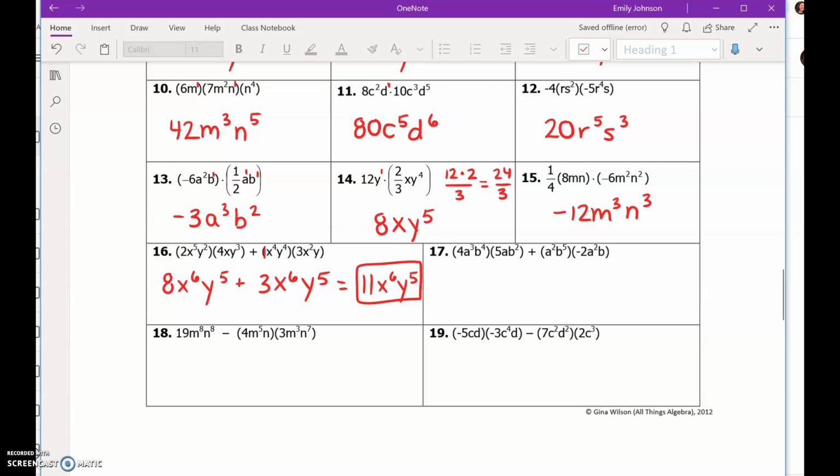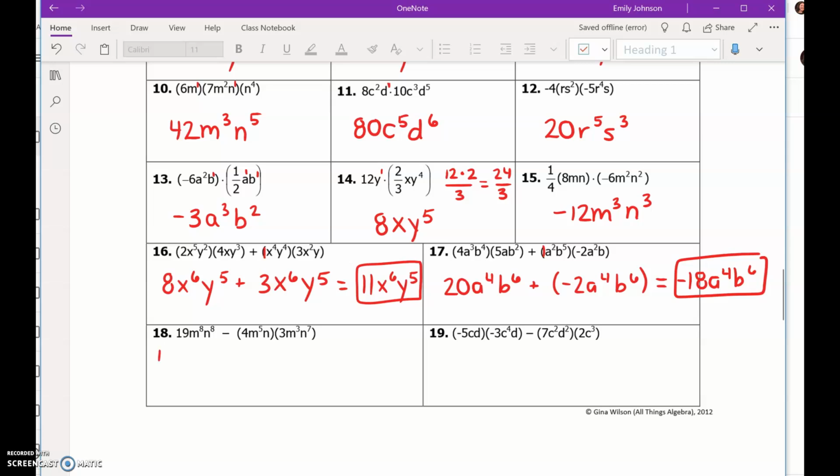Okay, number 17, same idea. 4 times 5 is 20. Add your exponents, a to the 4th, b to the 6th. Same idea here. 1 times -2 is -2. A to the 4th, b to the 6th. You'll notice again our exponents match, so combine 20 with -2, you will get -18, and keep those exponents the same when you are combining like terms.